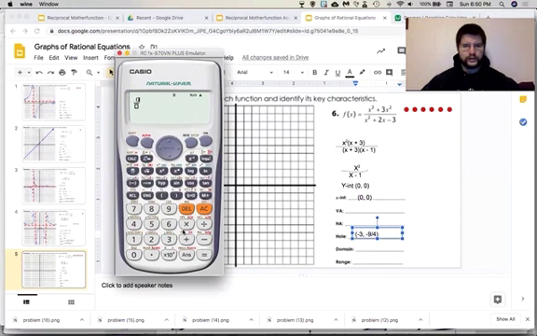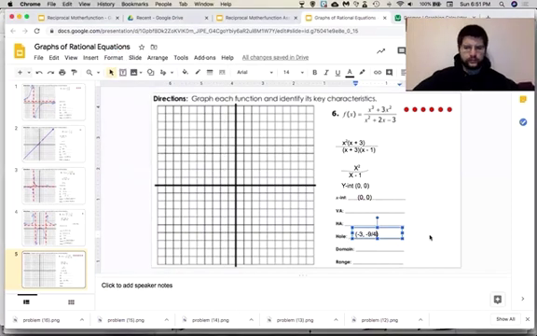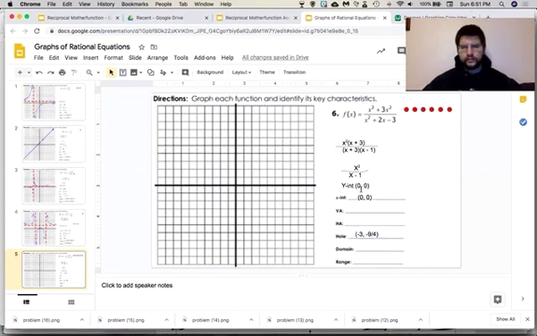So parentheses, anytime you're squaring something and you're plugging it in, plug it in with parentheses. -3 squared over -3 minus 1. There we go, -9 over 4. Sorry, but vertical asymptote, that's going to be x equals 1.